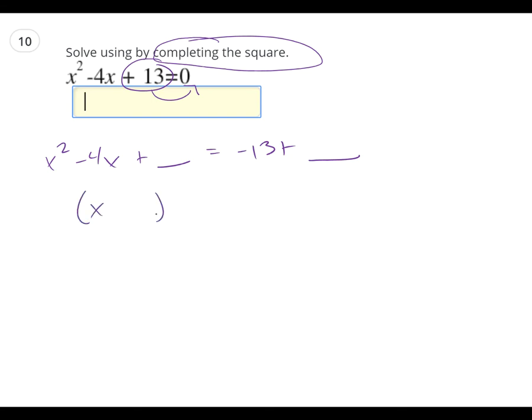Okay, so what am I going to do? Let's complete the square. Say we do this number. Divide by 2, what do we end up with? Good. What do we do to it? Square it, we get 4 to both sides. Good. It's negative 13 and positive 4. Negative 9.